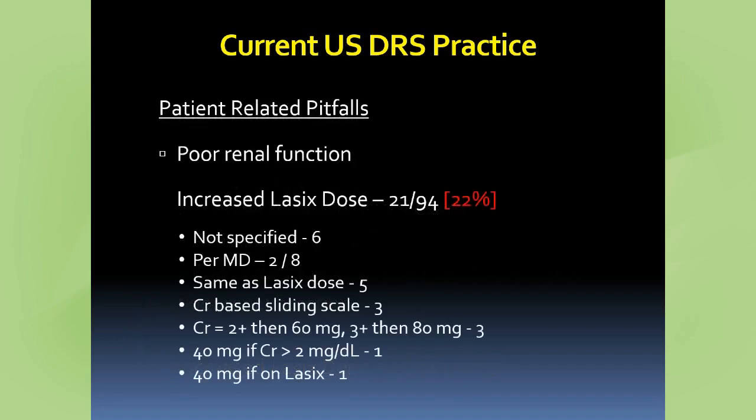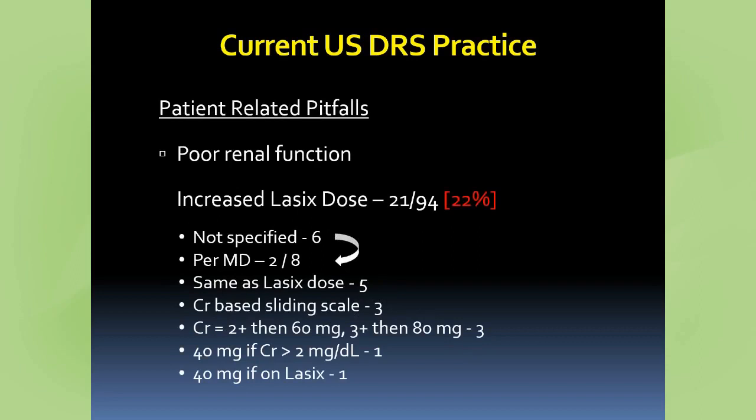So this is how the 21 institutions that are increasing the Lasix dose are doing it. Some don't specify, they just say increase it. Others are asking the physician who's on duty, what dose do you want them to do? 5 are doing the same Lasix dose. Some have a sliding scale based upon the creatinine. Some have more of a fixed sliding scale. If it's 2 or greater, give them 60 milligrams, 3 or greater, give them 80 milligrams. And then some are given 40 milligrams if creatinine is elevated, or 40 milligrams on Lasix. And again, the non-specified, they're probably referring to the MD, just saying, hey, how much do you want to give?